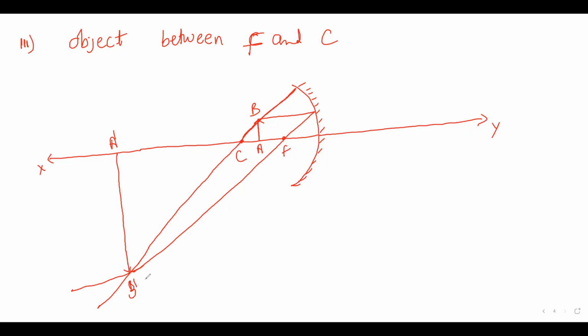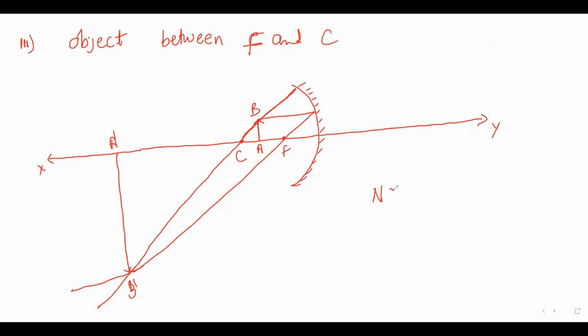Inverted, real images are always denoted by solid line. Real images, solid line. Real images are always below the axis. Virtual images, dotted lines, and they are always formed above the axis. Virtual images कभी भी above the axis रहते, real images कभी भी below the axis रहते. Real images को आप solid line से denote करते.